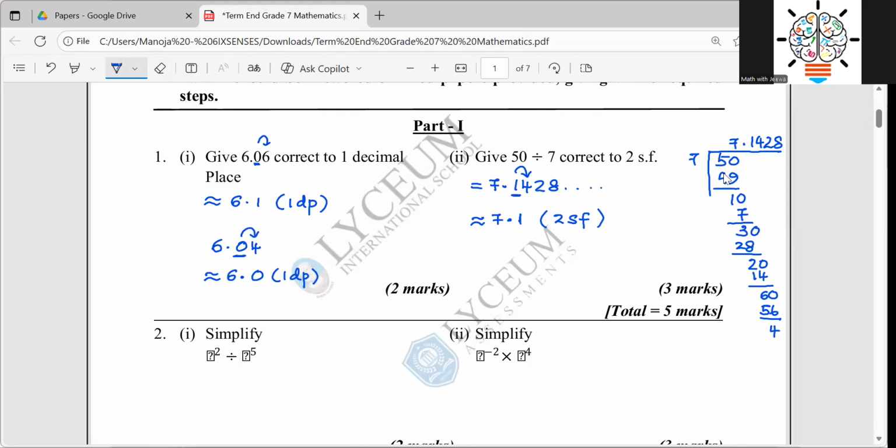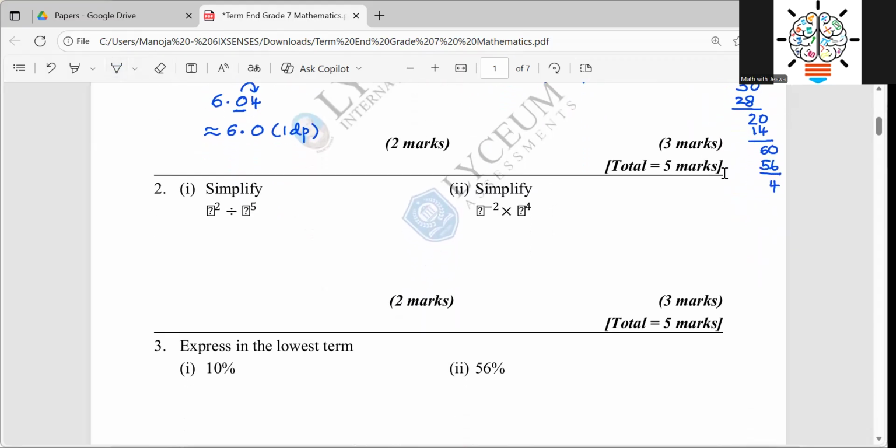7.1428, I underline the second significant figure and then I check the next number. The next number is less than 5. Therefore, I can just write 7.1 as it is. Okay. So then we will move to the next one here.